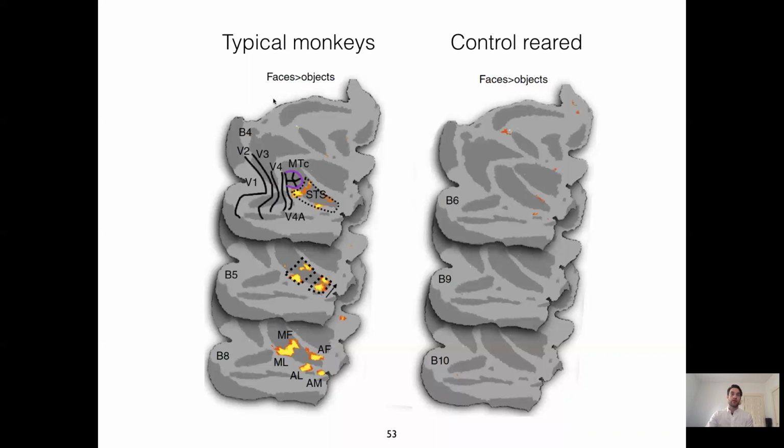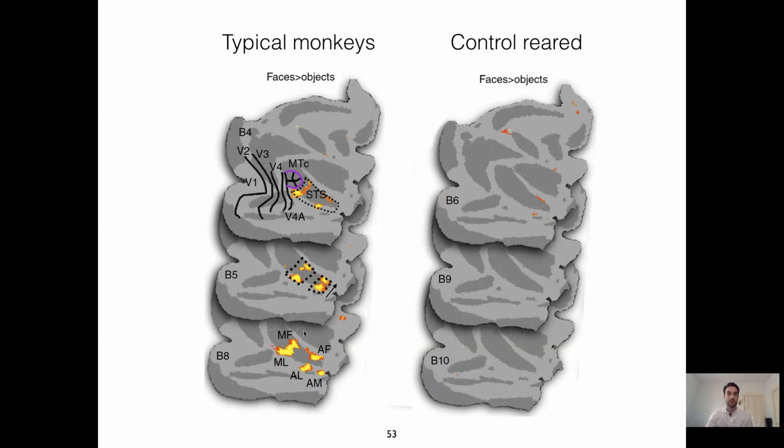So these gray things here are flat maps. So this is the monkey's brain. It's just been, instead of being folded up, it's just been flattened out, okay? And in a typical monkey, this is how you can see their face patches. So if you look at the response of faces greater than objects, their V1s back here, their frontal lobes up here, these little patches right there, those are their monkey face patches.